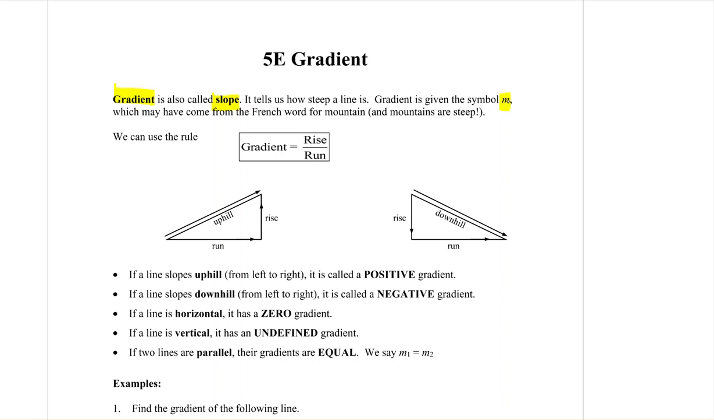We can use the formula, G for gradient equals rise over run. But instead of gradient, you can actually just say M equals rise over run. That's the formula that I like to remember.